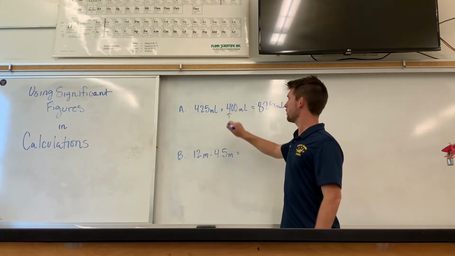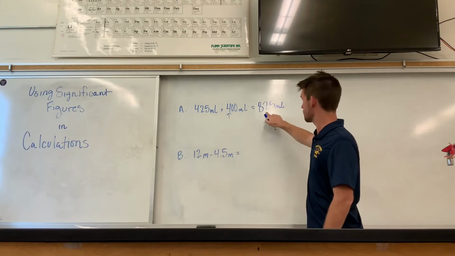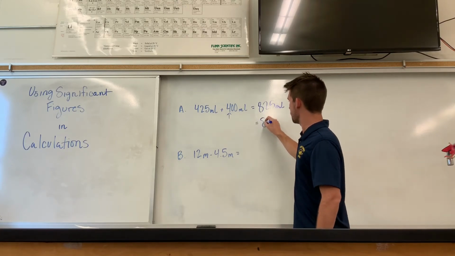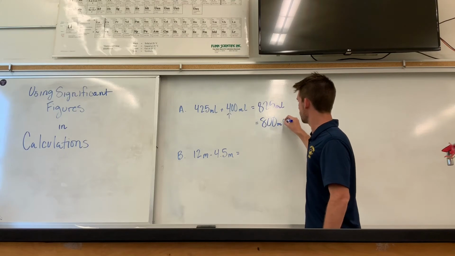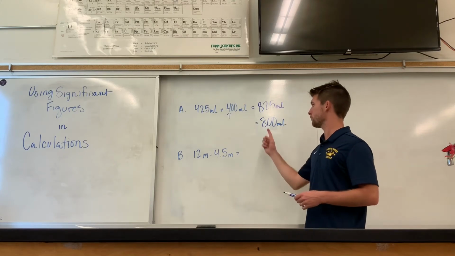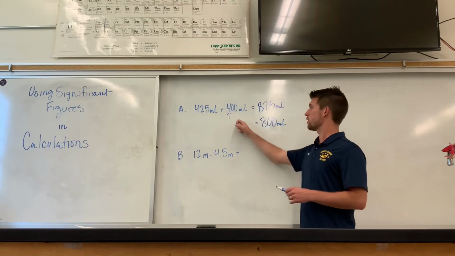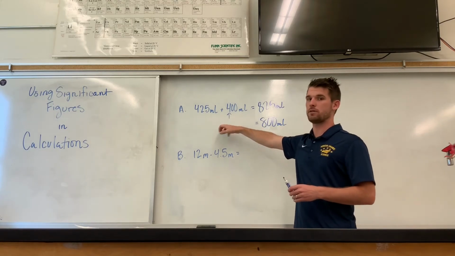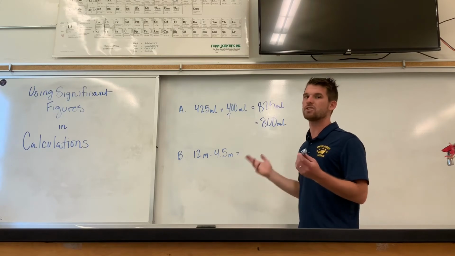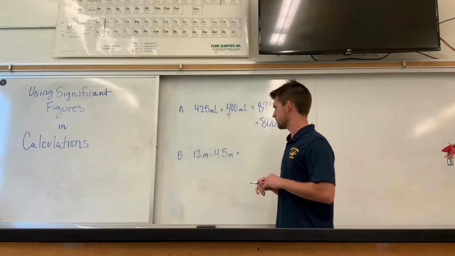We're going to have to round our answer to the hundreds place. So our final answer is going to be 800 milliliters. So we have to round our answer to the hundreds place to match the least precise measurement in our calculation. Let's try this again to make sure that it's making some sense.